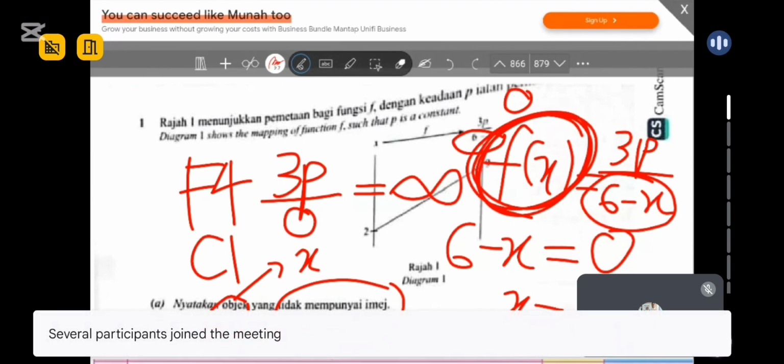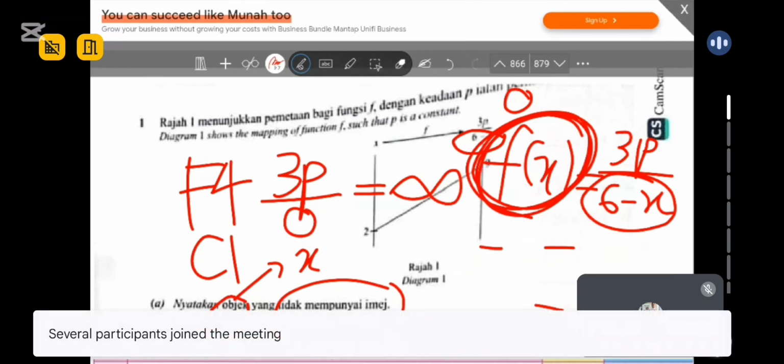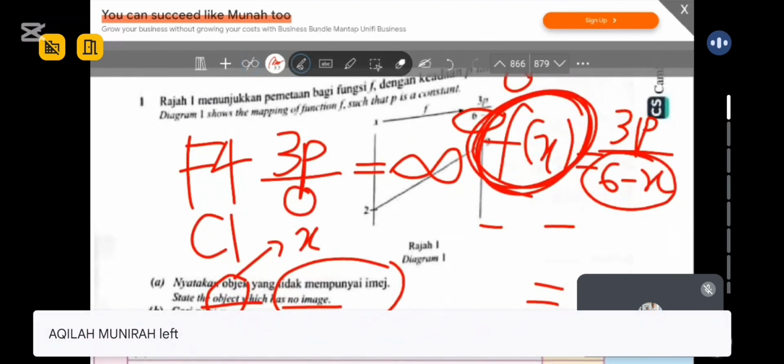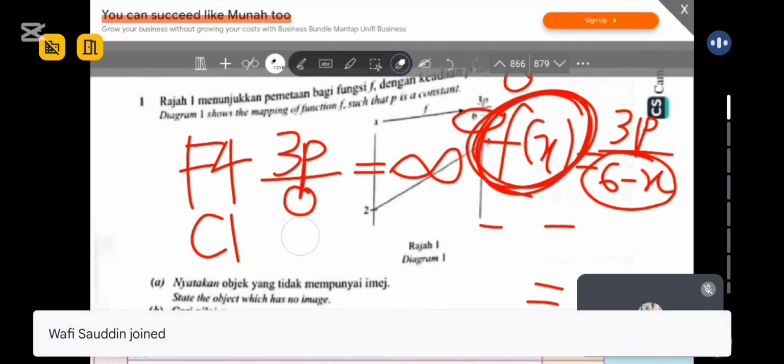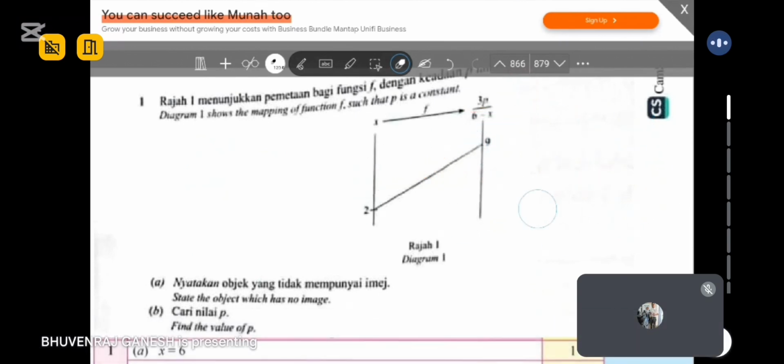So ini sebab kita bagi tahu 6 tolak x sama dengan kosong. 6 minus x equal to 0. So yang ni soalan kata nyatakan. Question say state. So guys, bila kamu nampak nyatakan, perlu tak jalan kira? Do I need to show working when the question says state? Nyatakan. Perlu tak? Yes, no need. Direct bagi jawapan. Because only 1 mark. Satu markah sahaja soalan nyatakan. When they say state, direct to the answer. Jangan bagi apa-apa lebih.